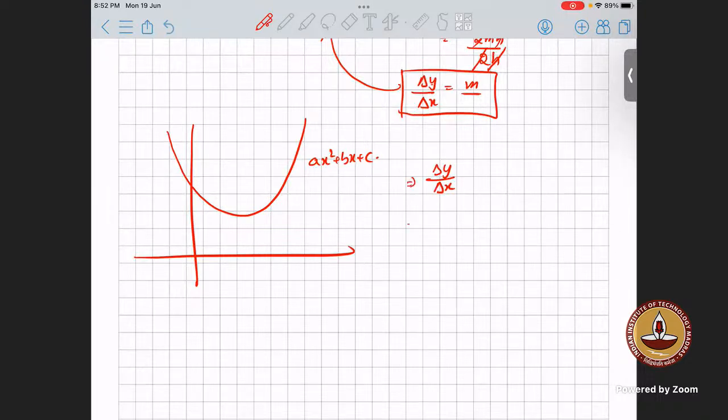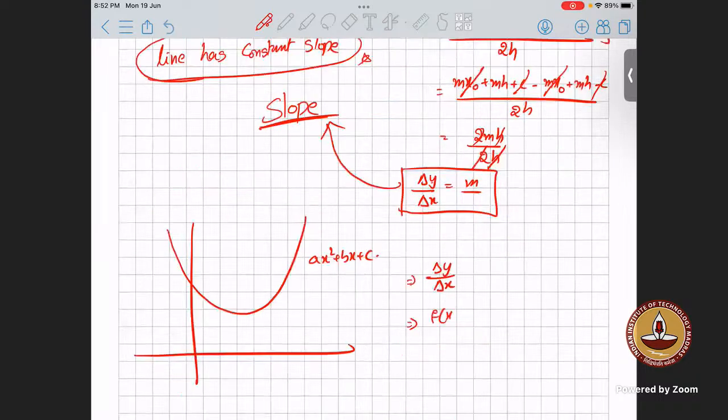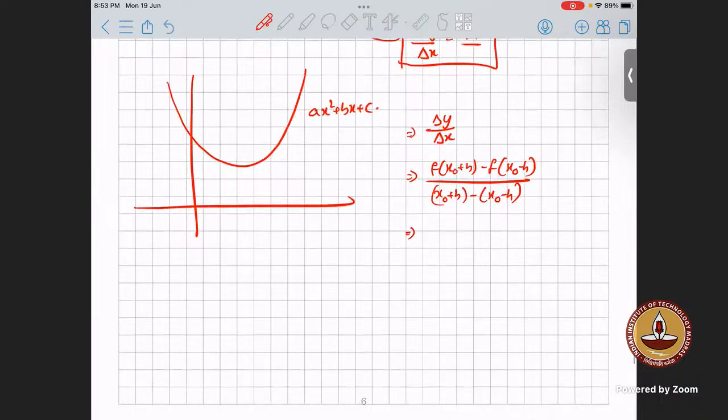Del y by del x. Look, what happens is that we will apply the same formula: f of x naught plus h minus f of x naught minus h, divided by x naught plus h minus x naught minus h. Agree? This is very good.